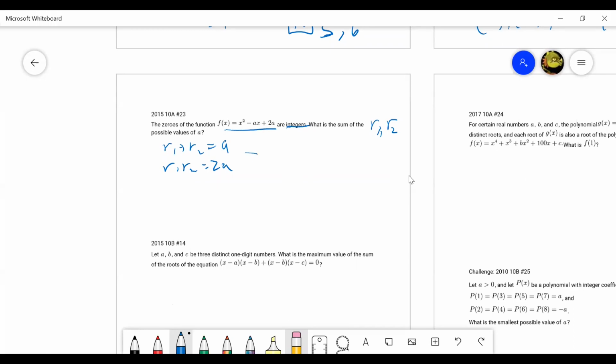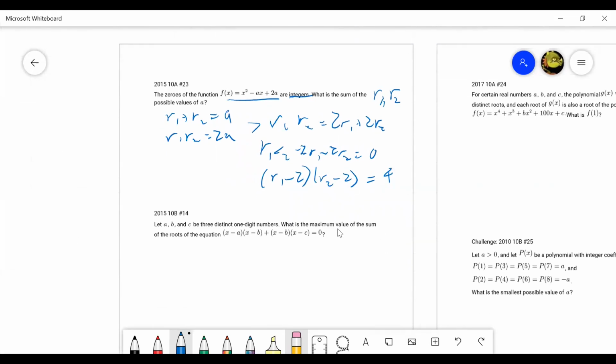So we can just set these equal to each other. R1 times R2 is equal to 2 times R1 plus 2 times R2, as you can just multiply the first equation by 2 and they're equal. So this looks very familiar. This is exactly Simon's Favorite Factoring Trick from earlier. If you factor this into (R1 minus 2) times (R2 minus 2), you get that this is equal to 4.